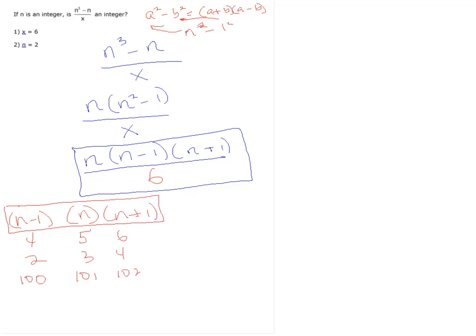Now, there's 2 ways to proceed from here. I think it's a handy rule to remember that the product of any 3 consecutive integers is always divisible by 6.